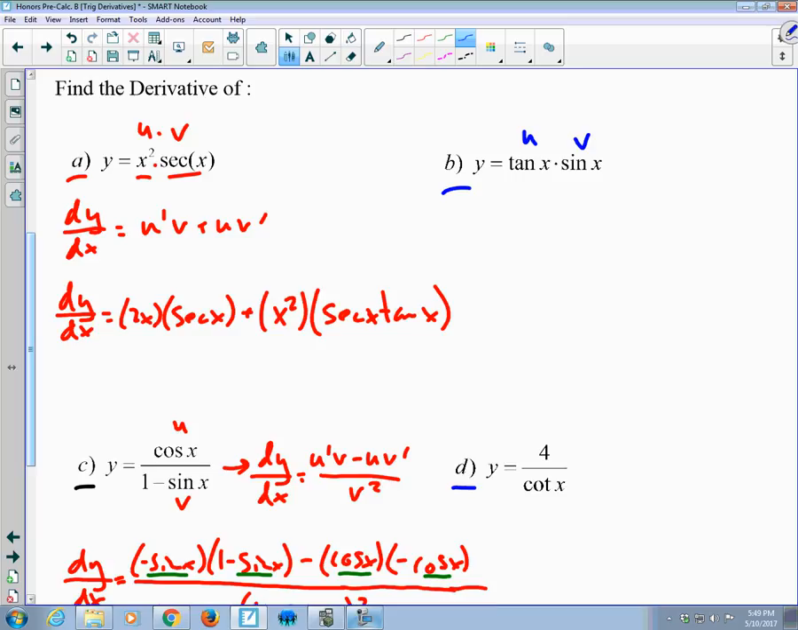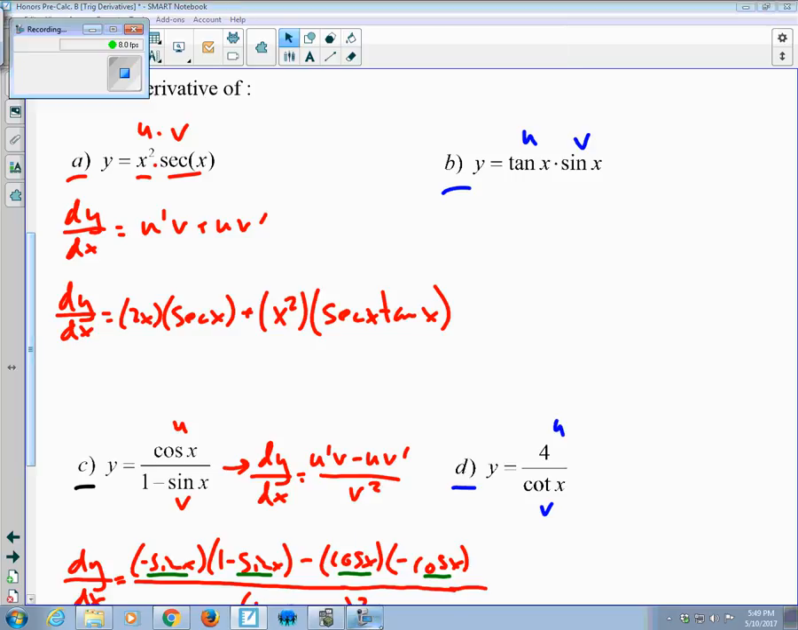Now right here we can attack this with the quotient rule, where our u is 4 and our cotan is our v. But there's also a simplification you can do before taking the derivative, which would make it much faster. But if you can't see that, just look at it with the quotient rule, and we'll come back and look at these in a second.